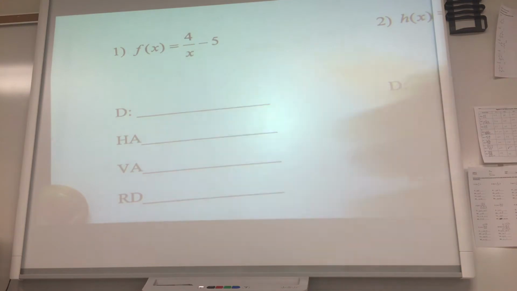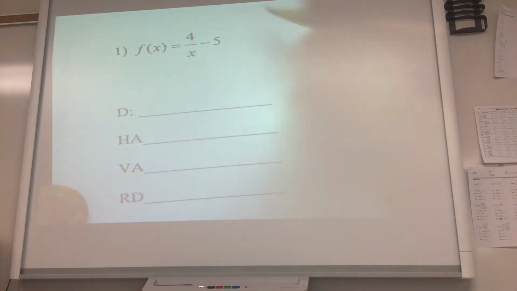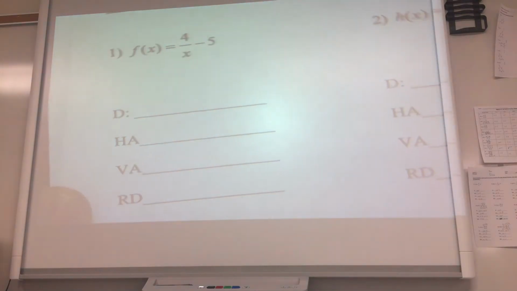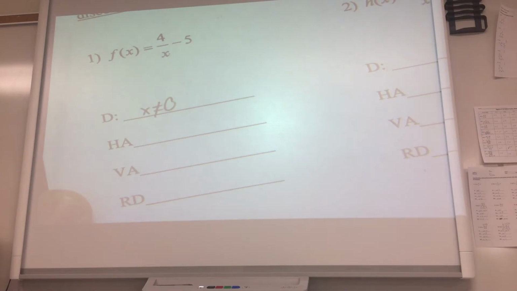So the domain restriction comes from what you can't divide by. You can't divide by 0. So if x were 0, then you'd be dividing by 0, and that creates a problem. So x cannot equal 0. That's my domain restriction. So x cannot equal 0.